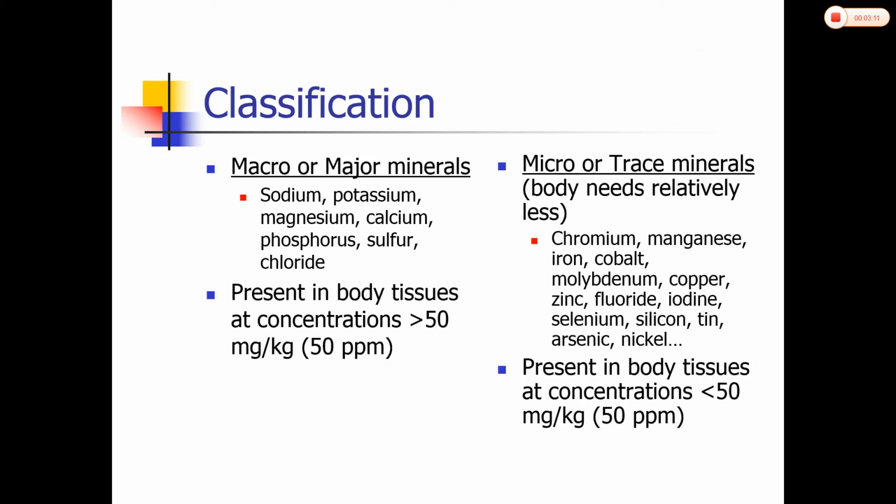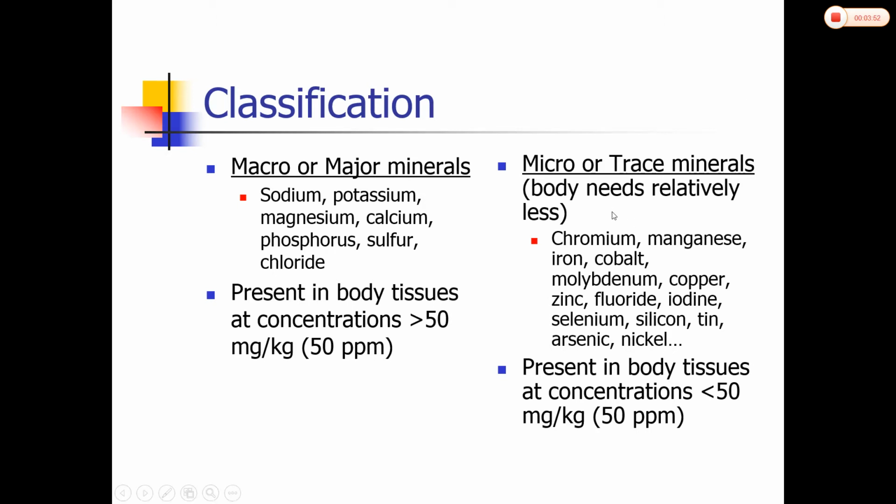Like I said, we classify these minerals into macro minerals or major minerals, and micro minerals, which we call trace elements. If you look at the macro minerals, their concentration in body tissues ranges more than 50 mg per kilogram of body weight of the tissue. That means their amount is about 50 parts per million, 50 ppm. Examples include sodium, potassium, magnesium, calcium, phosphorus, chloride, and sulfur.